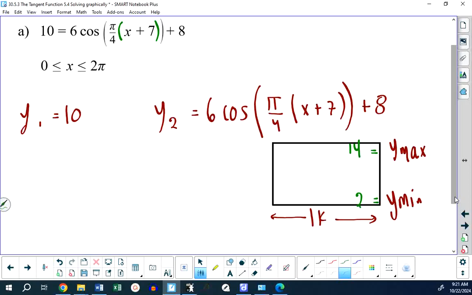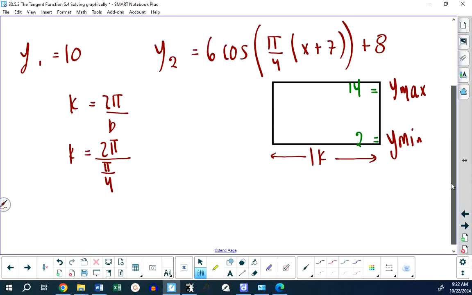What about the period? Well, the period is 2 pi over b, and b is pi over 4. So we simplify that to get the period, and the period of this graph happens to be 8. A lot of ways you can get 8. My preferred method is to multiply top and bottom by 4. The pi's cancel, the 4's cancel, the period is 8. So this is 8, 16.